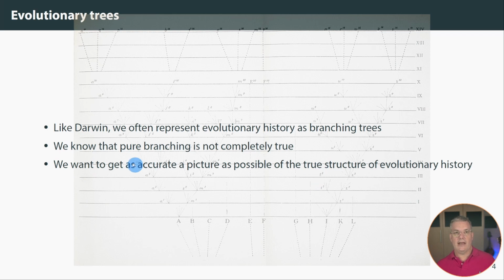We're trying to get an accurate picture. So that means we want to get a tree that resembles as closely as possible the true structure of evolutionary history, so we can infer things about evolutionary history of genes or species from the trees that we get. This is done, basically, it's a bioinformatics problem using the data that we get from, primarily now, DNA sequences.